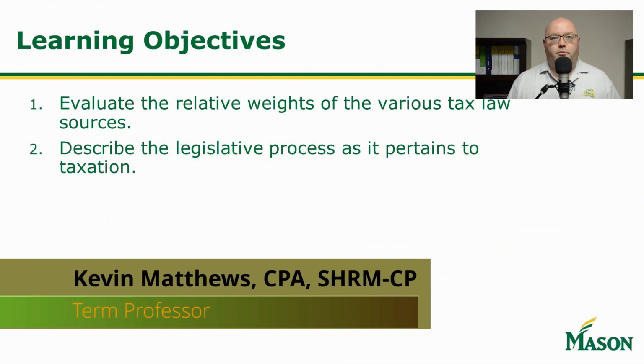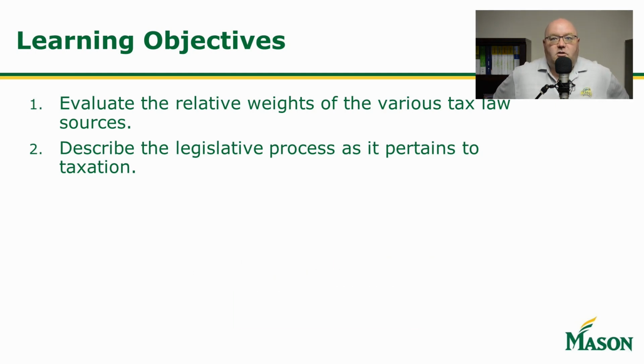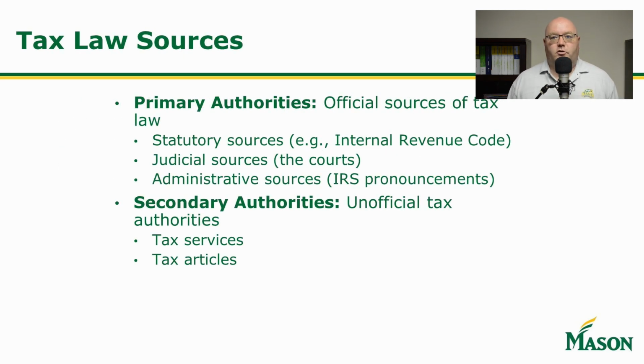All right, so the learning objectives we're going to have in this video series are to evaluate the weights in various tax law sources, and then to describe the legislative process as it pertains to taxation. So tax law sources, there are basically two overarching authorities. They're going to have the primary authorities and they're going to have secondary authorities.